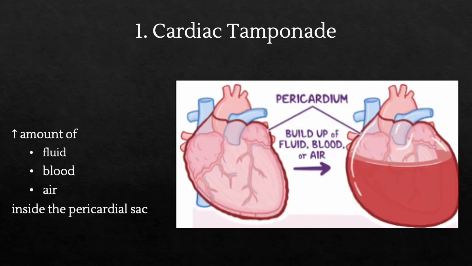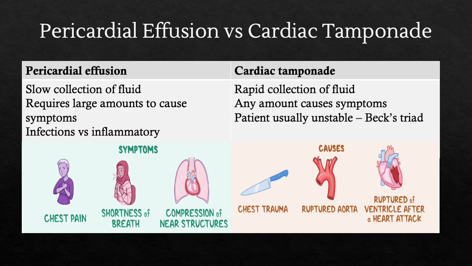First up, we have a cardiac tamponade. A cardiac tamponade occurs when there's buildup of air, blood, or fluid within the pericardial sac, causing compression of the heart. It is important to differentiate between a pericardial effusion and a cardiac tamponade.